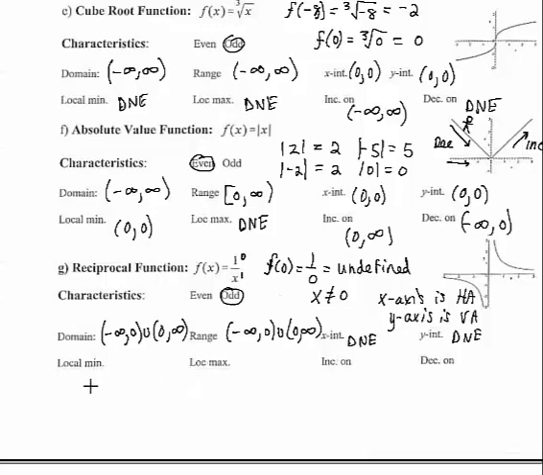Now, local minimum or maximum, these do not exist. Increasing and decreasing: if we orient ourselves going from left to right, on the first half we are decreasing.